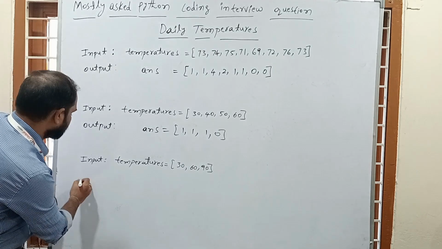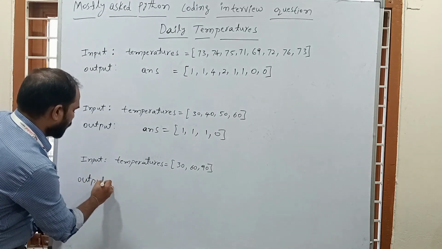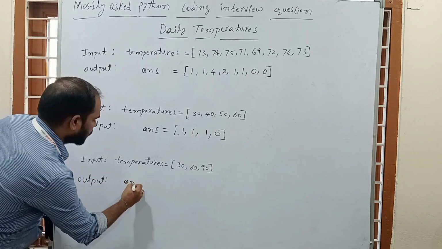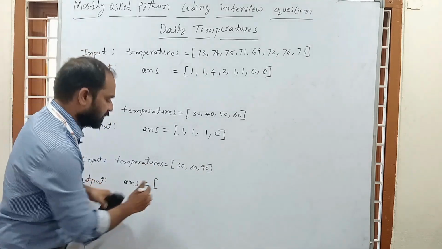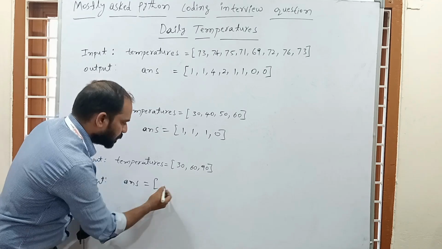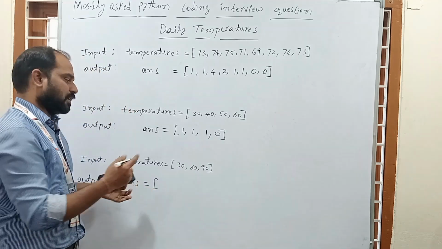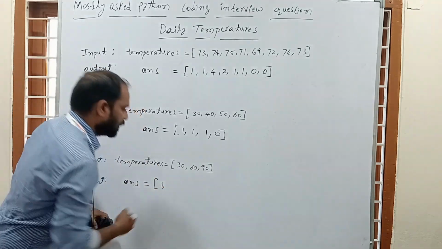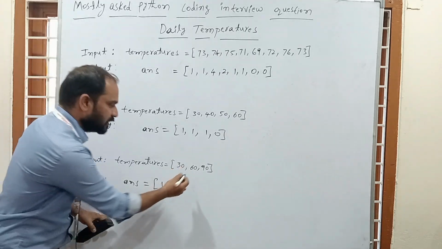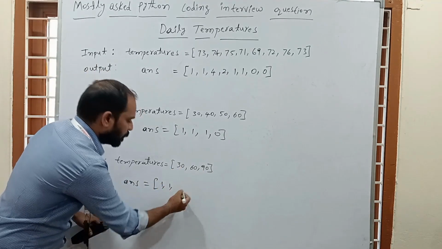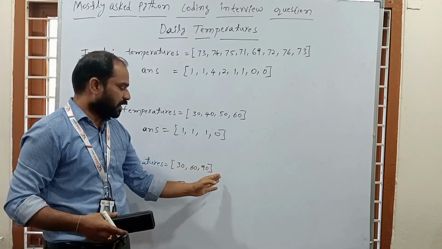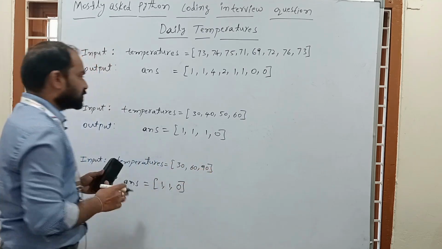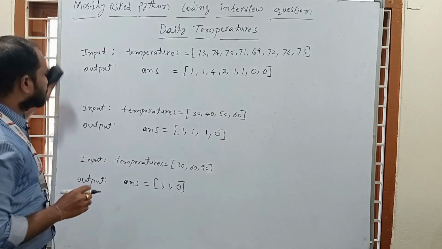Now write down the output by analyzing it. For 30, 60, 90, the next hotter temperature comes after 1 day. For 30 it is 1, for 60 it is 1 day, but for 90 it is 0 because there is no upcoming hotter temperature after 90. But how do we write code for this?